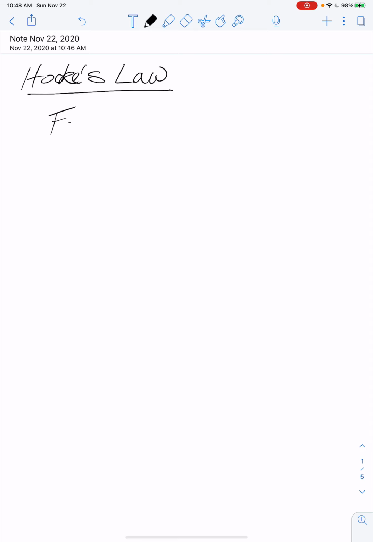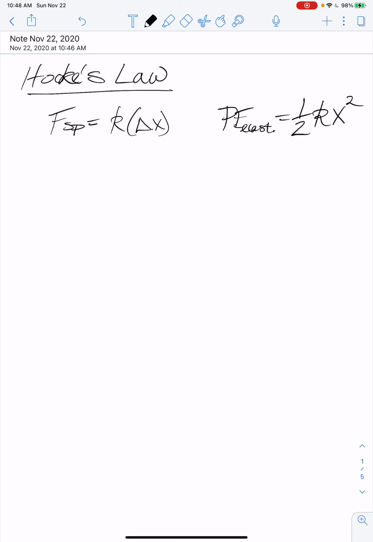All right. So what I want to talk about in this lecture is Hooke's law. There's an E on the end there. I want to talk about Hooke's law, which is that the force of a spring is equal to K times delta X. And then I want to talk about how elastic potential energy, PE elastic, shows up in conservation of energy problems as 1/2 kx squared.